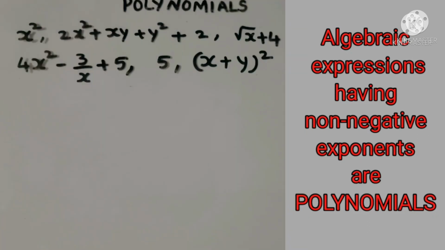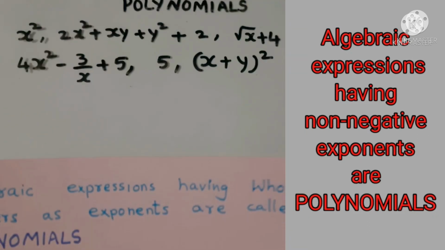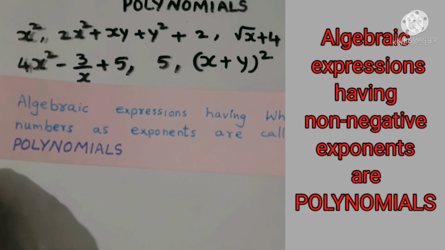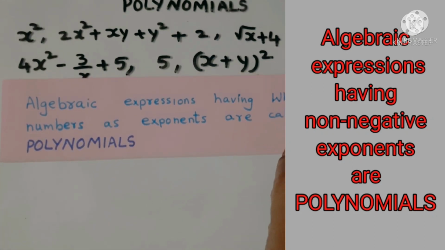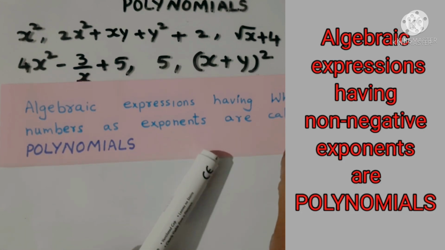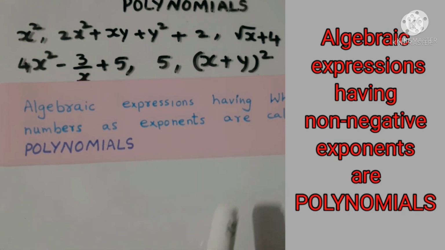Okay. So based on all these discussions, let us define the polynomial. Algebraic expressions having whole numbers as exponents are called polynomials. All the algebraic expressions having whole numbers as their exponents are called polynomials.